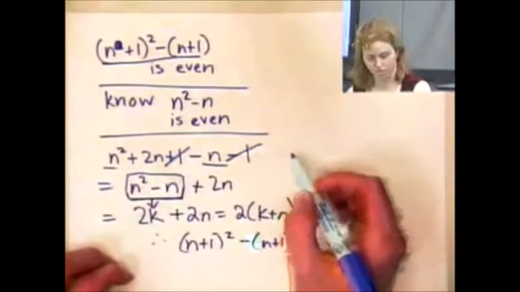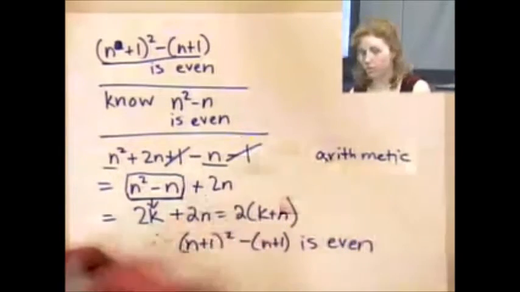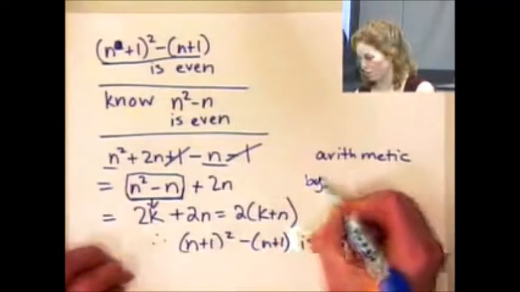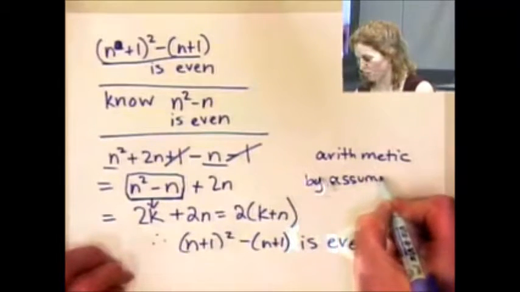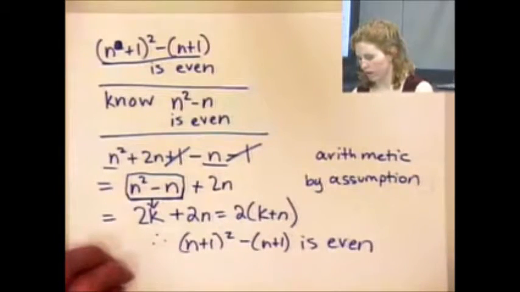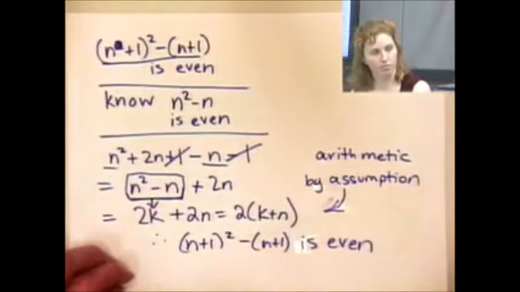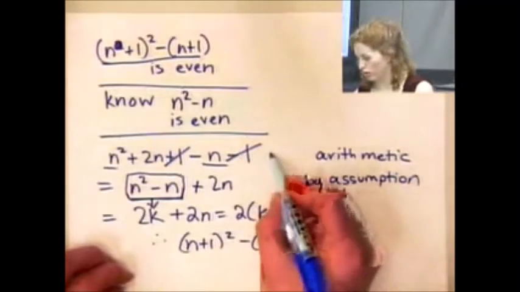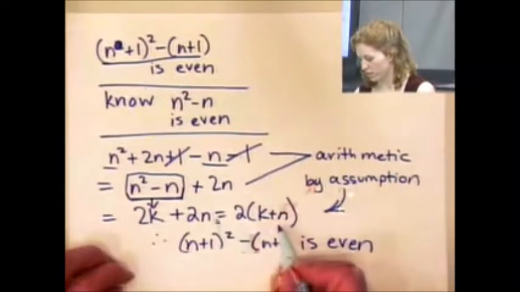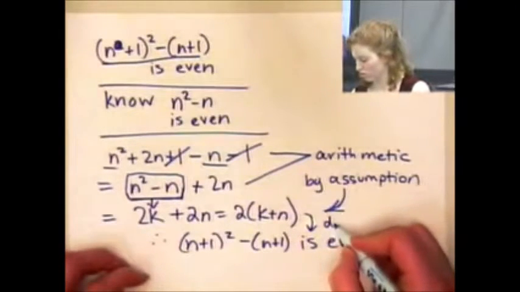This was definitely arithmetic, right? In order to be able to study from your work, you might want to give reasons for every step that you did. This is by my assumption, right? I did a substitution in. Actually, this was just arithmetic again. By assumption was for the next step. So both of these first two steps were arithmetic, then by assumption for the next step. And this is for definition. So this conclusion from here is the definition of even.